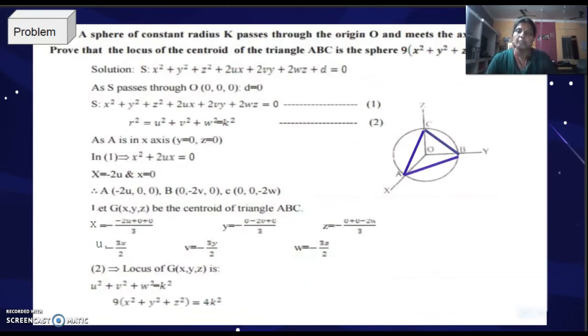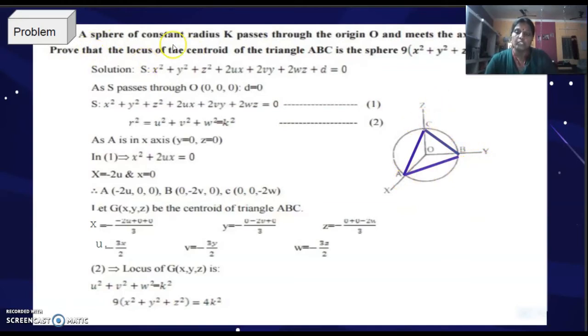Now, another problem. A sphere of constant radius k passes through the origin and meets the axes at A, B and C. So this is the sphere, and this represents the x-axis, y-axis and z-axis, and this sphere meets the axes at A, B and C.